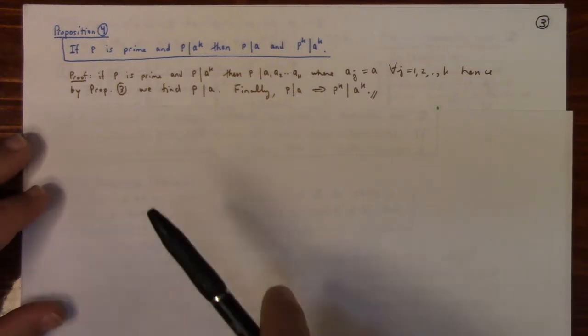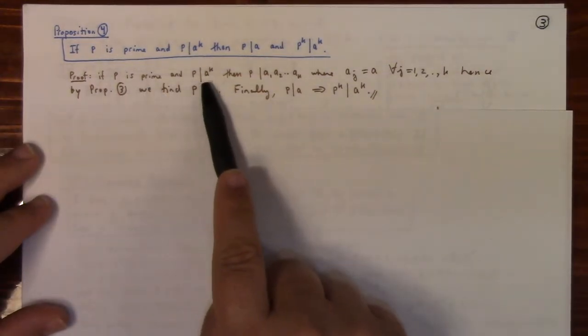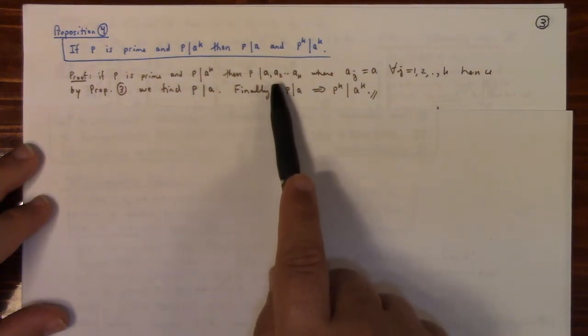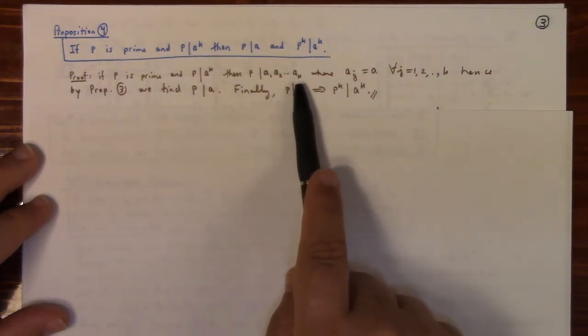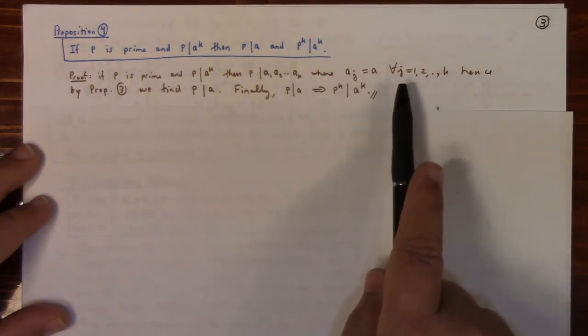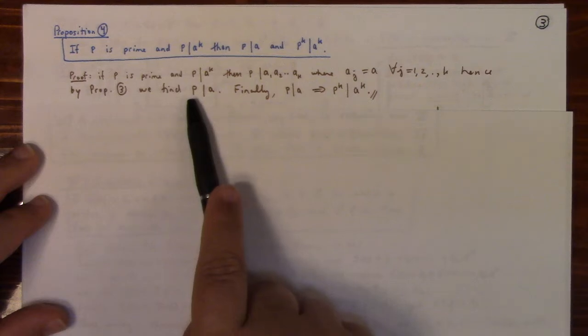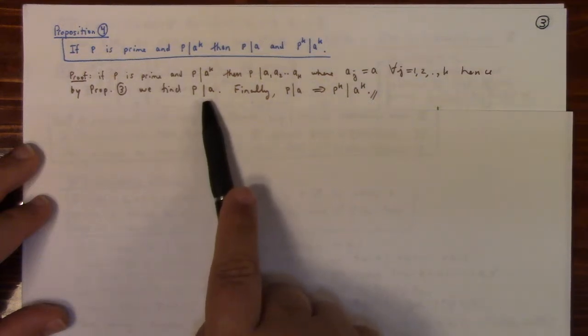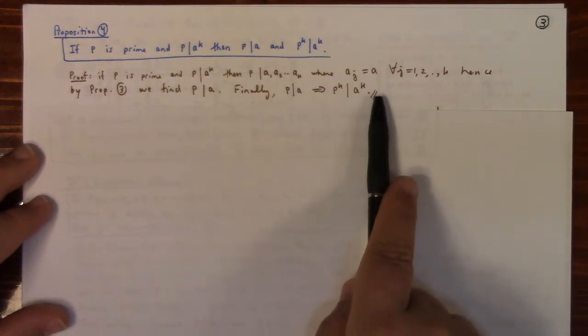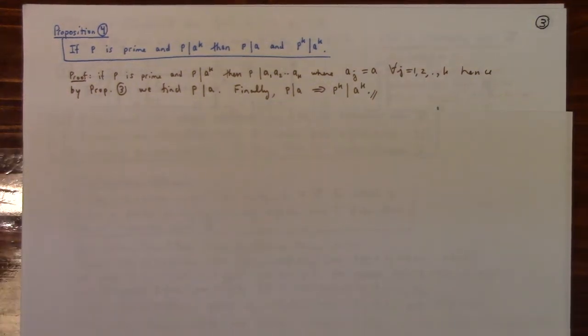Here it goes. So if p is prime and p divides a to the k, well, what is a to the k? It's just a times a times a, k-fold times, right? So in other words, a sub j is equal to a for all j from 1 to k, and hence by proposition 3 we'd find that p divides a. Aha, but then p divides a implies p to the k divides a to the k by our earlier theorem on divisibility.